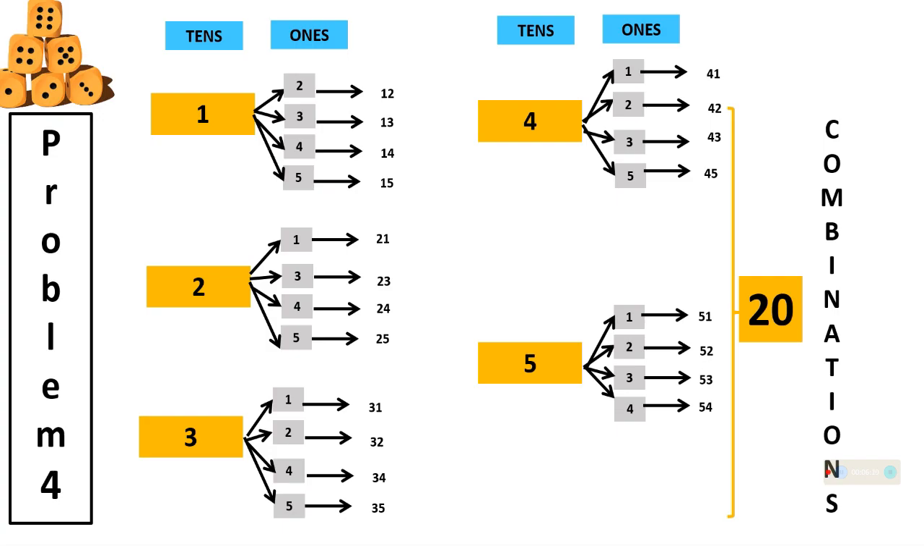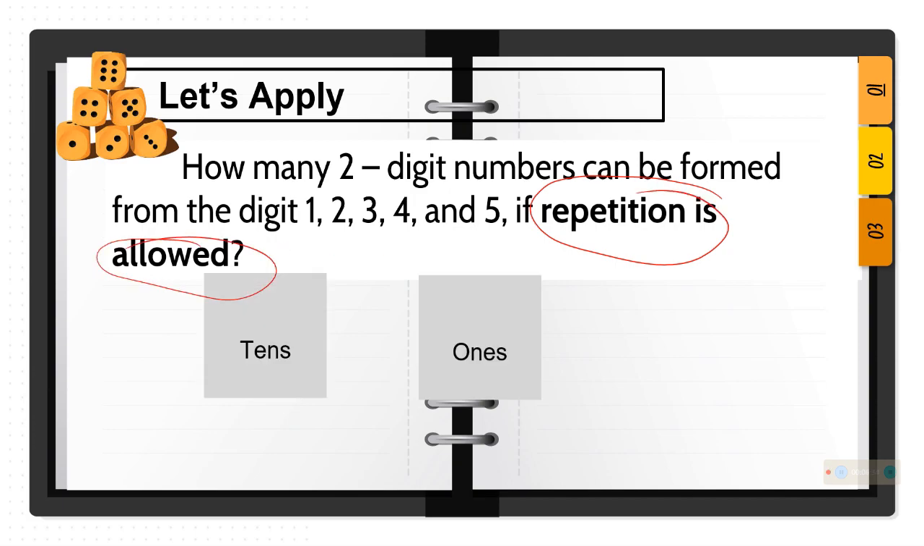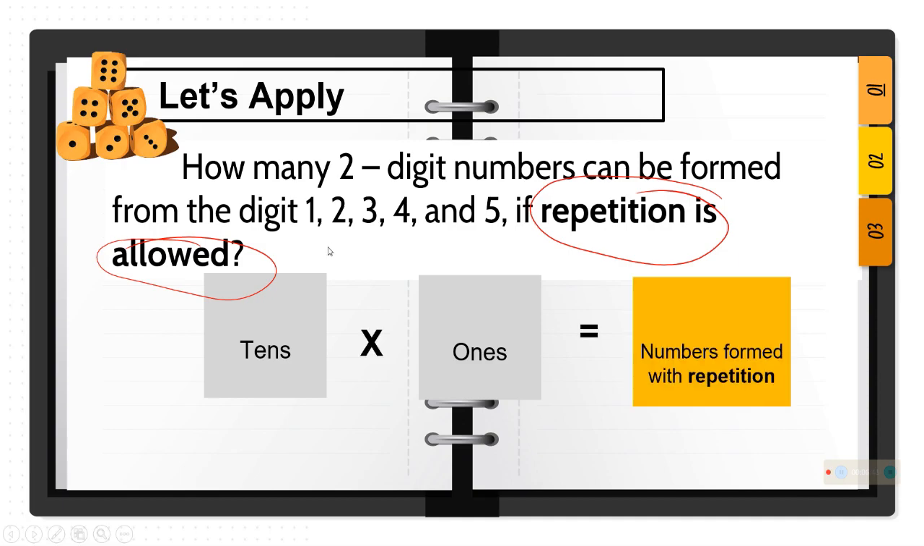Okay? Question? Okay, next. Let's have problem 5. How many two-digit numbers can be formed from the digits 1, 2, 3, 4, and 5 if repetition is allowed? Okay, so again, take note, repetition is allowed. So again, we have here the tens and the ones digit, and then the numbers formed with repetition will be obtained. Okay, so we will have here 5 tens, and since repetition is allowed, you will still have 5 ones.